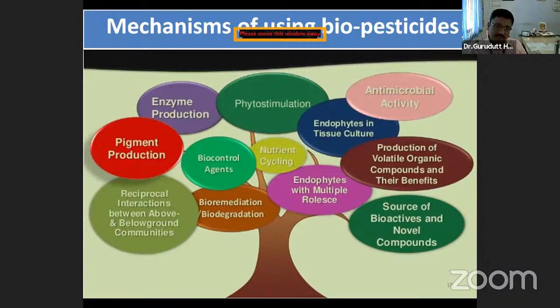This is again a mechanism to show that it is a phytostimulant also, and most of the endophytes are being used nowadays apart from these biological control agents. They produce a lot of bioactive novel compounds, and are used in bioremediation and biodegradation. Many of them are used for enzyme production and pigment production. Enzymes in the sense they produce PR proteins, pathogenesis related proteins, after induction with biocontrol agents, like chitinase, beta-1,3-glucanase, phenylalanine ammonia-lyase enzymes. All these things will be activated in the plant system, and the plant will be immunized to fight against the crop diseases. That is the most important advantage of using these biopesticides.